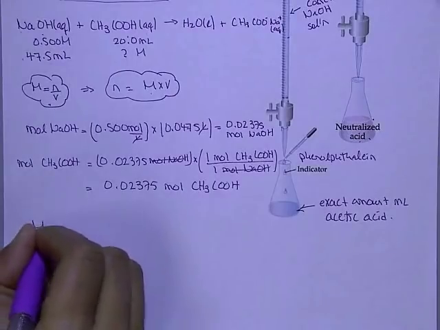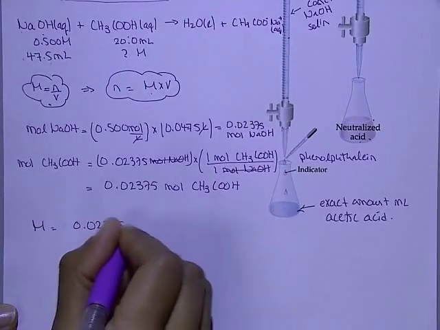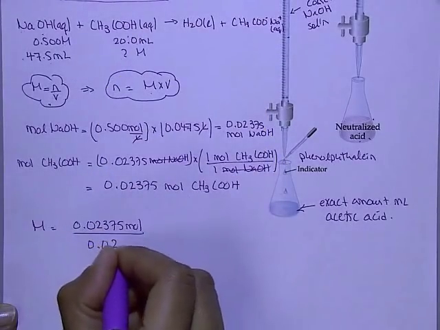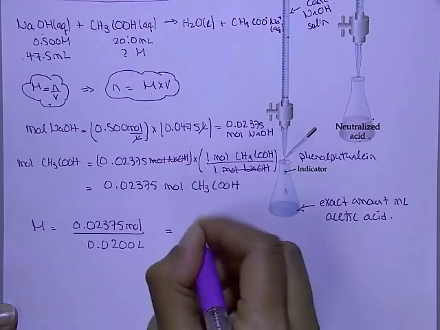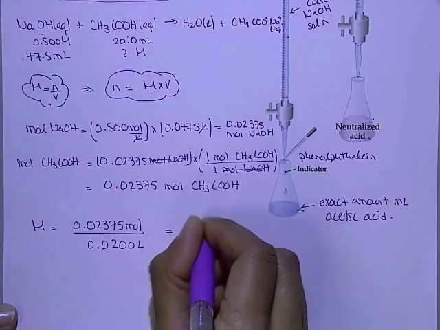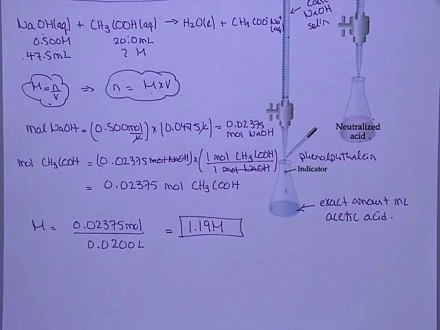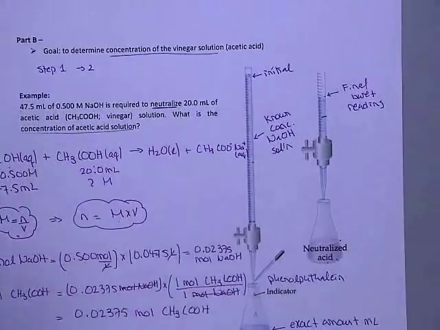So capital M is equal to my moles divided by the volume. In this case, it's 0.20020 liters, and I will get a molarity of 1.19 molar acetic acid solution. So now I've determined the concentration of my acid. Again, that is the goal in part B of this experiment.